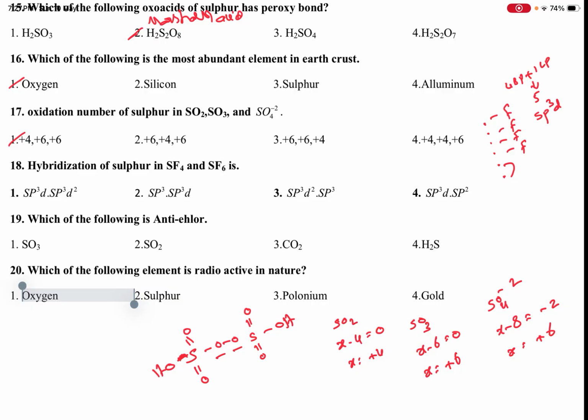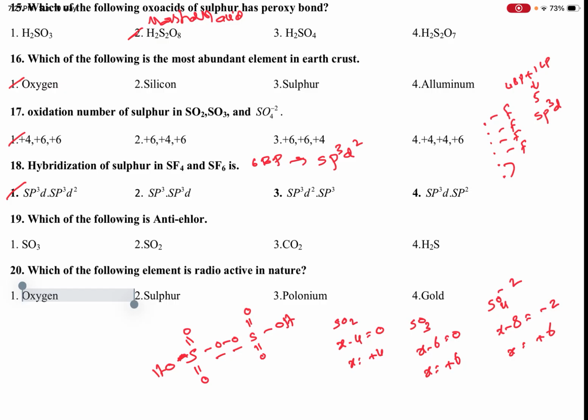Next, SF6. Here also 6 valence electrons, so 6 fluorines form 6 sigma bonds with 6 electrons of sulfur, forming 6 bond pairs of electrons. So the hybridization is sp3d2 and the structure is octahedral. Here only the hybridization is asked. So sp3d and sp3d2 are present in option 1, which is correct.